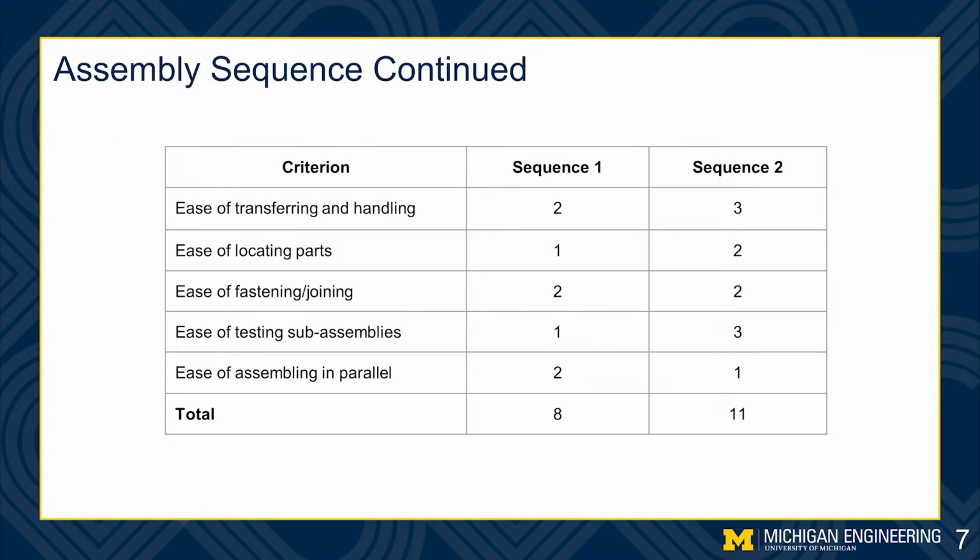Here we see how each sequence is ranked in each criterion with a 1 to 3 ranking system, with 1 being the worst and 3 being the best. Ultimately, with the information mentioned in the previous slide, we came to the conclusion that Sequence 2 was the better assembly sequence due to it having higher rankings for transferring, handling, and locating parts, as well as the testing of each subassembly.